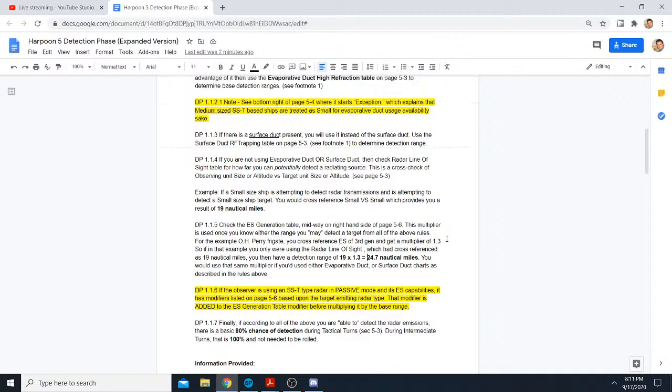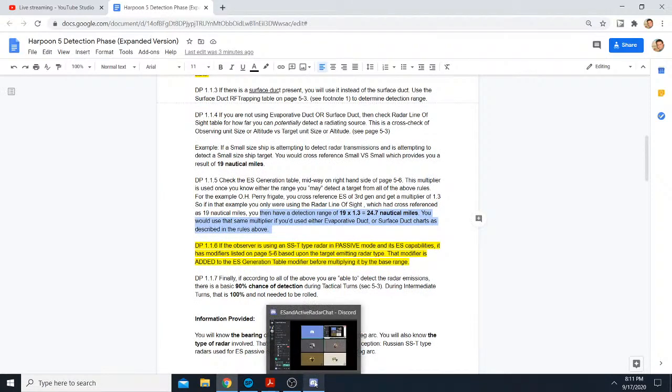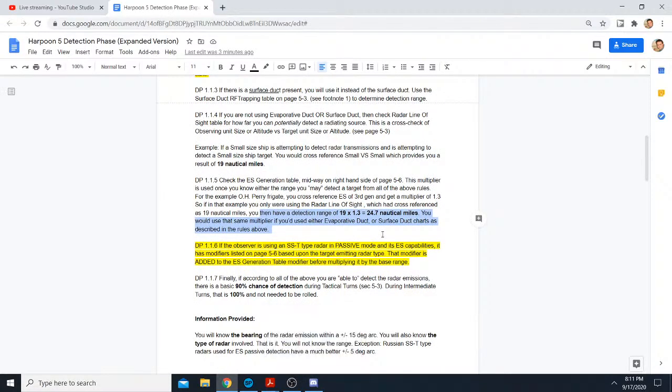Okay, and I'll mention that down here. There's a very slight chance of not doing it in a tactical turn. You would use the same multiplier if you use either the evaporative duct or a surface duct, and I think you mentioned that before, that you do get that multiplier if the duct is present as well.